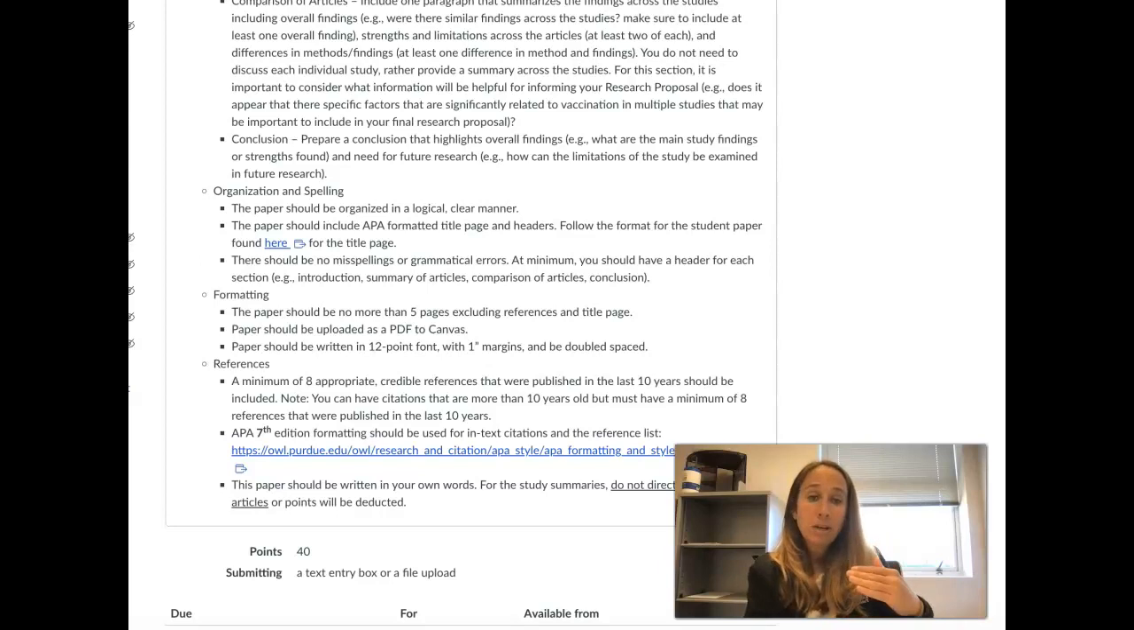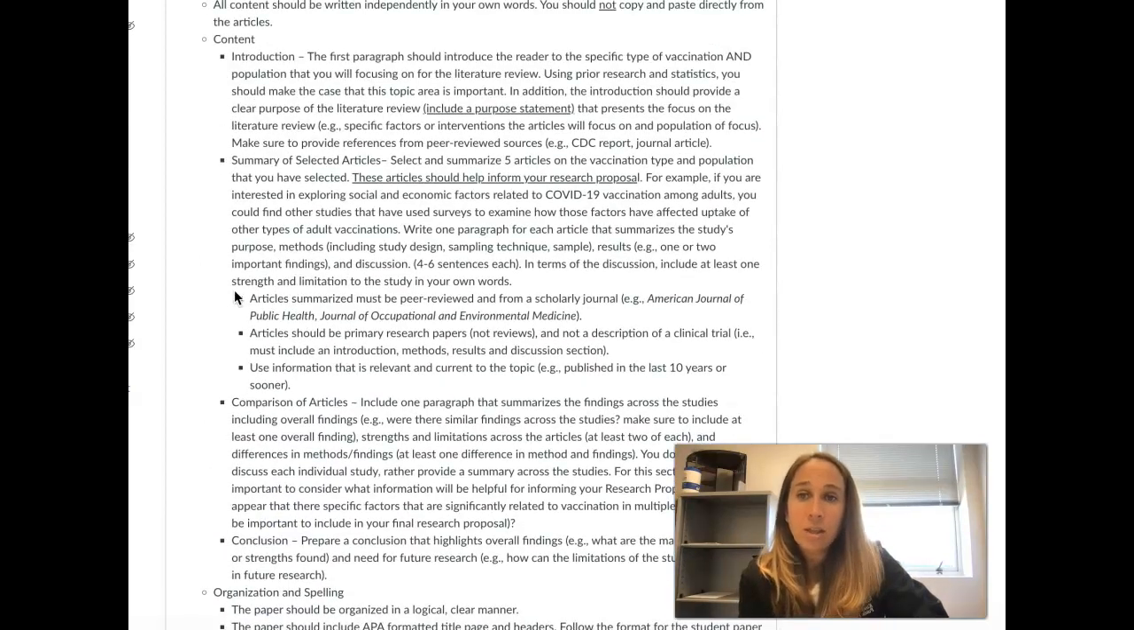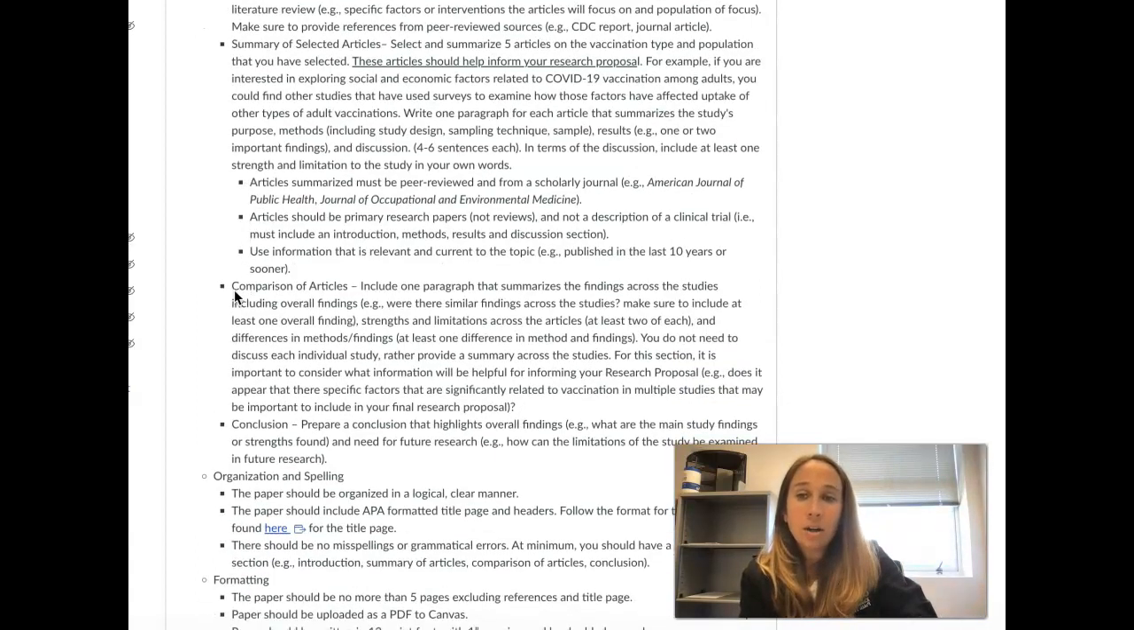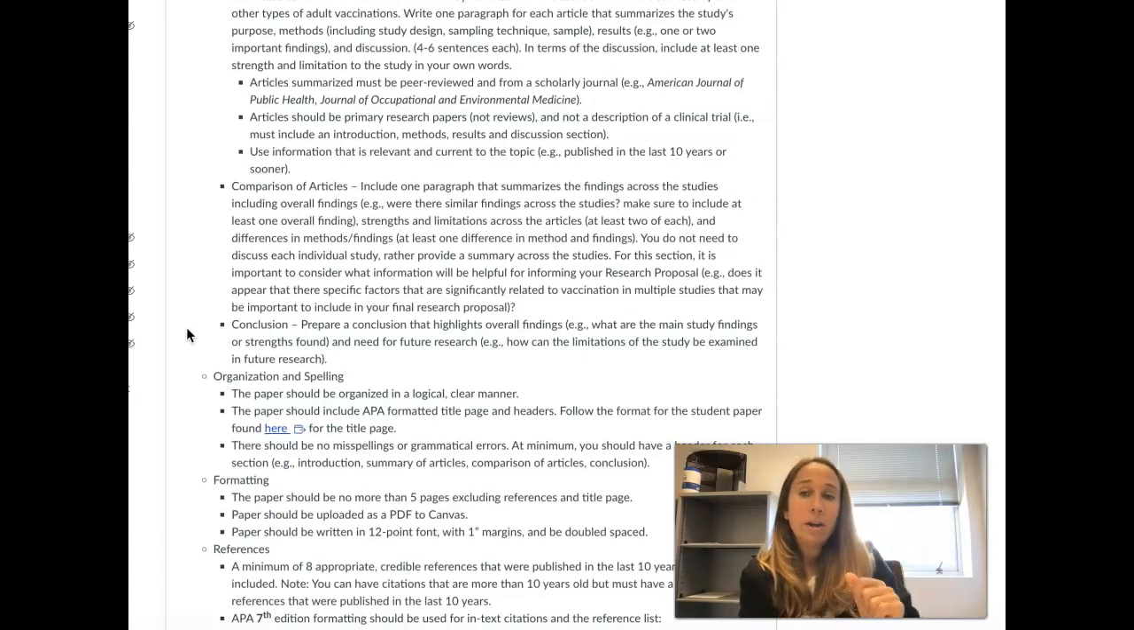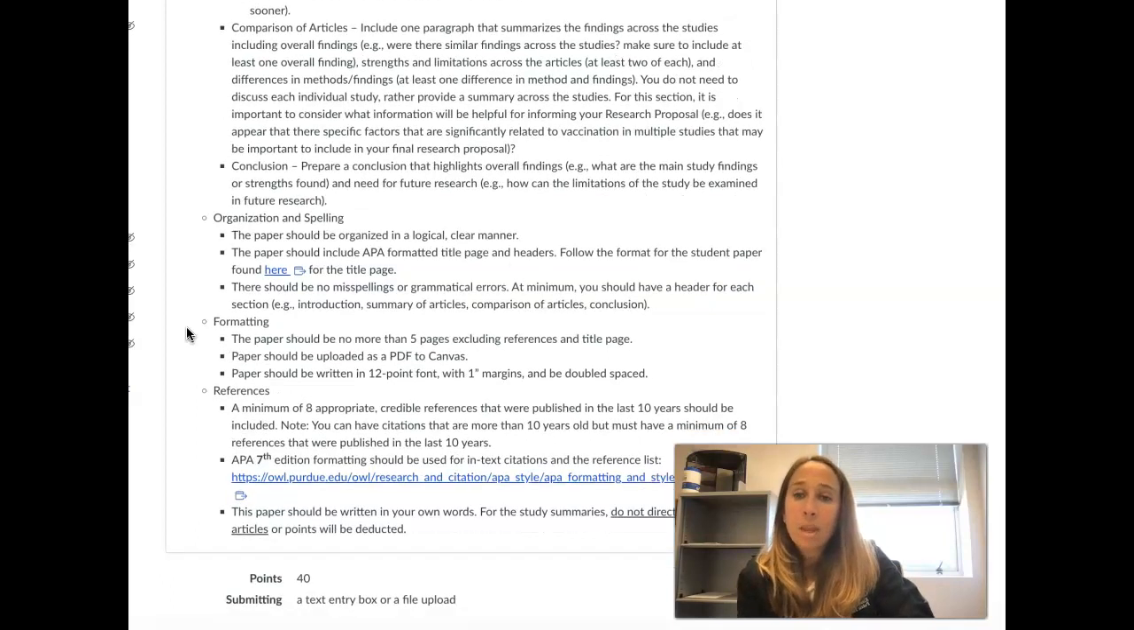Make sure your paper is organized the same way the instructions are laid out. So for example, your paper should start with the introduction. You should then summarize the selected articles. You can then have your paragraph comparing the different articles, and then you should have your conclusion at the end. So don't switch those things around. The content should also follow the order of the instructions in the assignment.